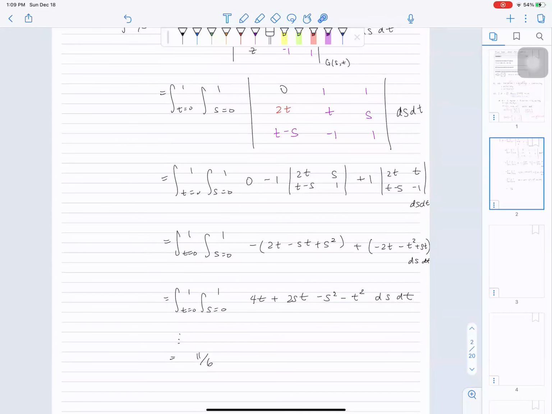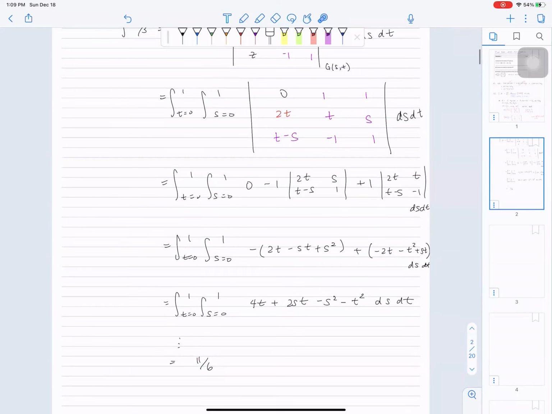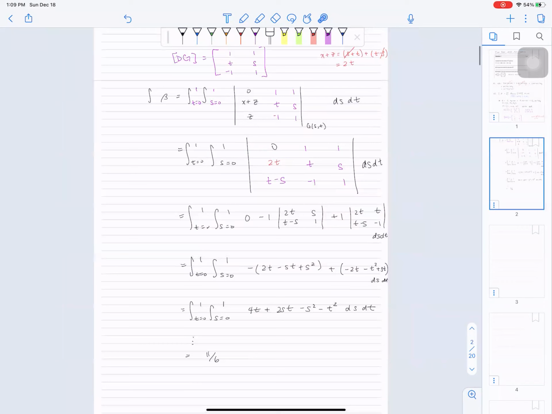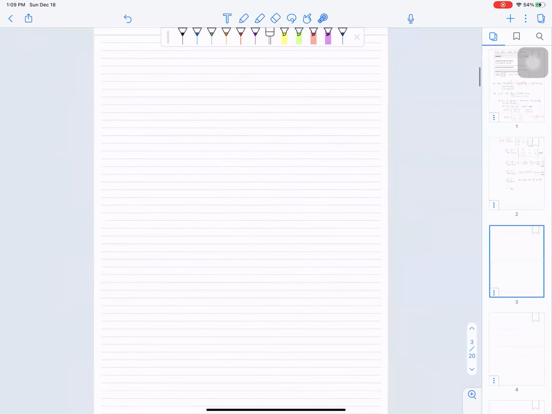Okay, if anyone wants to actually see the work for this, just put a thumbs up or I will move on. Okay, any other questions on problem 1 then? Okay, let's do problem 2.